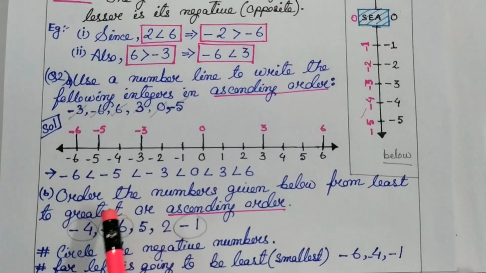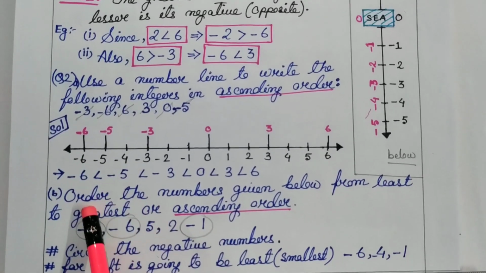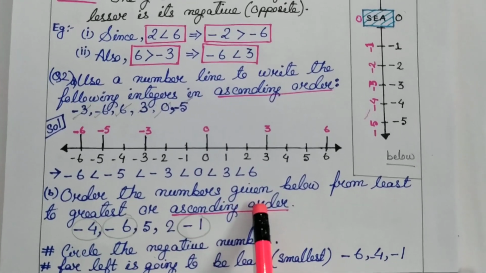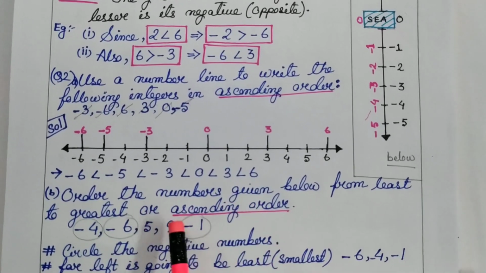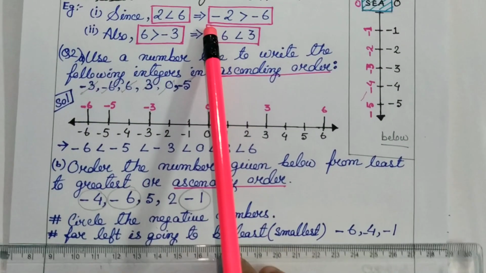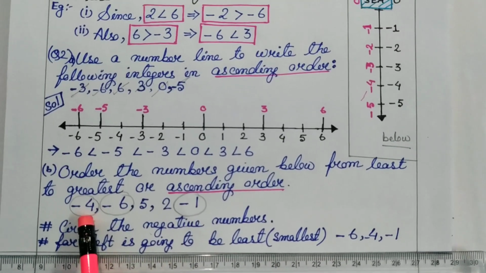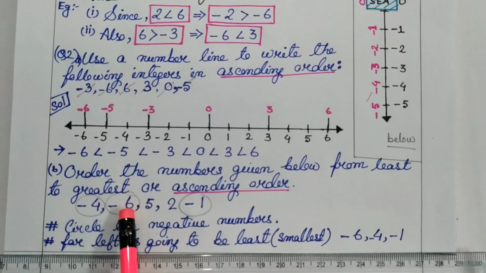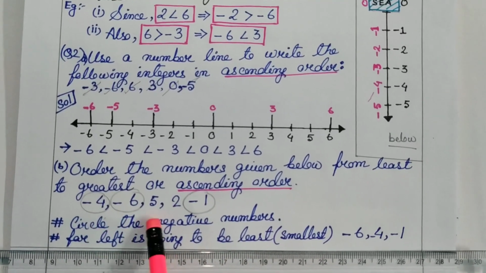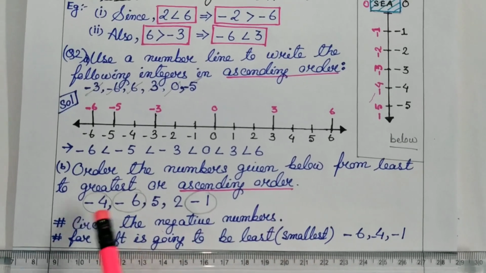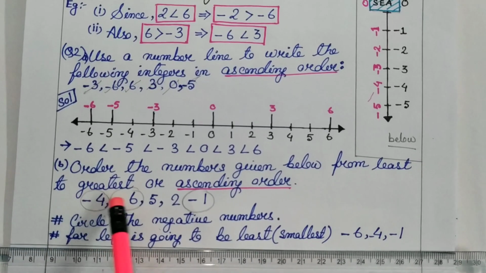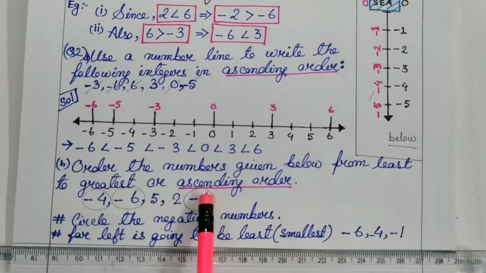Okay. Now, part B, order the numbers given below from least to greatest, or ascending order. Over here, no need to draw any number line, but we have to explain without drawing. So, the question says minus 4, minus 6, 5, 2, minus 1. First, children, you will circle the negative numbers. You will copy the question, that means you will just write the values and circle the negative numbers.